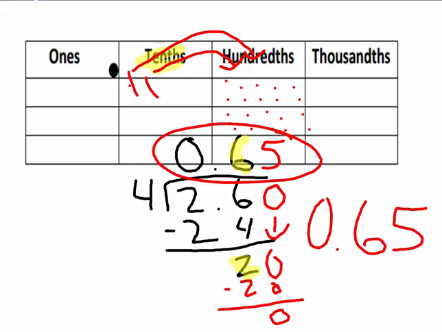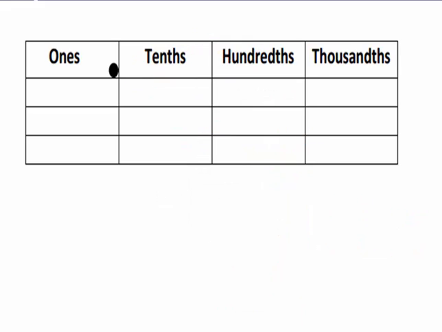Why does adding this 0 work? Well, if you look already, in my problem, I had 2 left over here, and there's already a 0 there. So that's why I can add that 0 here, because there's a 0 already in that hundredths place spot.